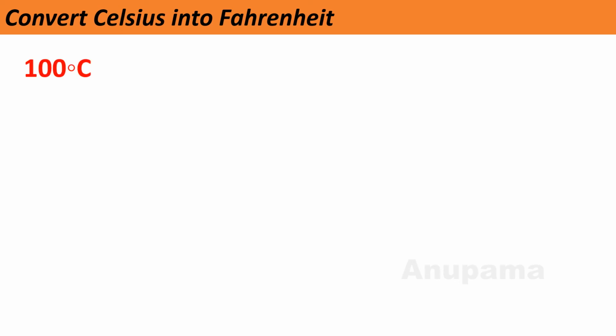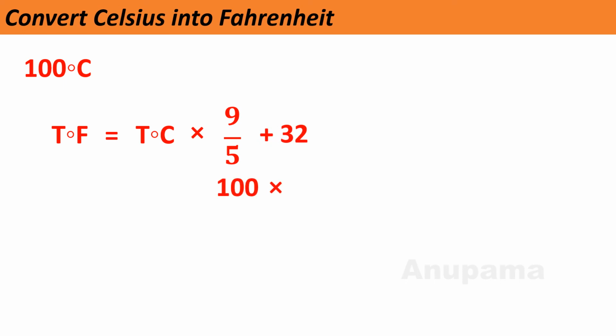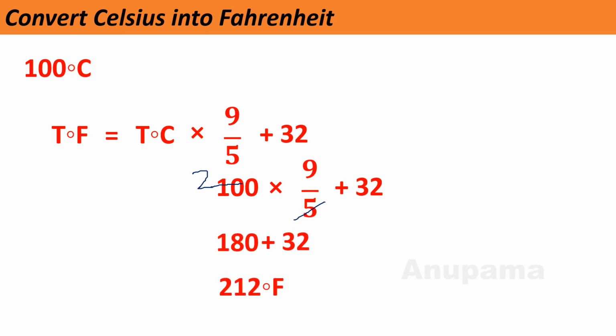Next is 100 degrees Celsius. Again, write the formula, that is temperature in degrees Fahrenheit equals temperature in degrees Celsius multiplied by 9 by 5 plus 32. Now put the value, here it is 100 multiplied by 9 by 5 plus 32. Now at first we will solve this multiplication part. 5 ones are 5 and here 5 twos are 10. Now 20 into 9 is 180. So 180 plus 32. It means 212 degrees Fahrenheit.